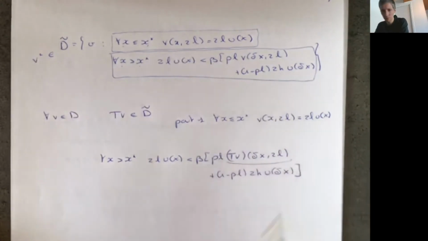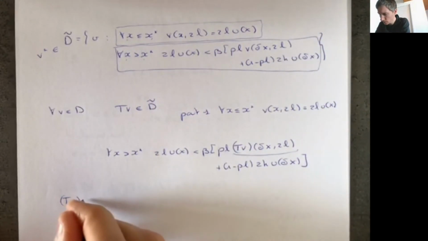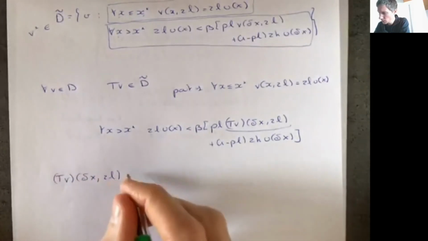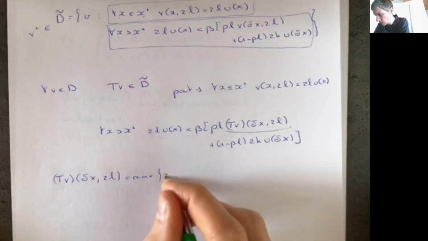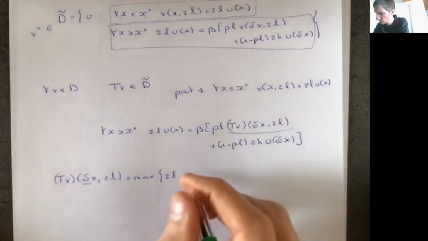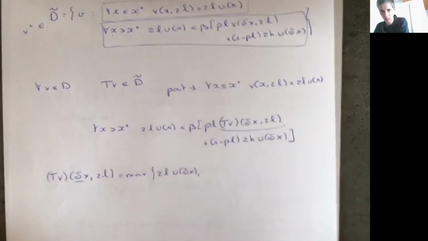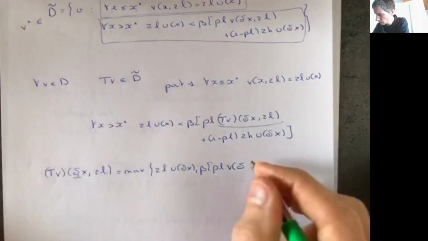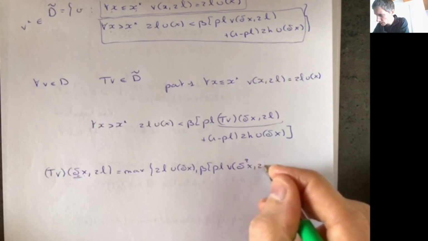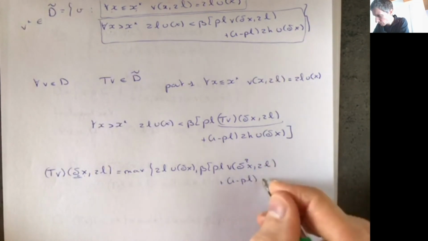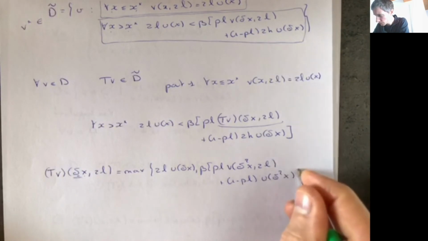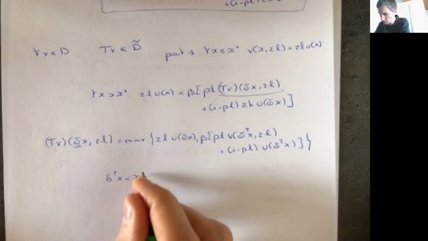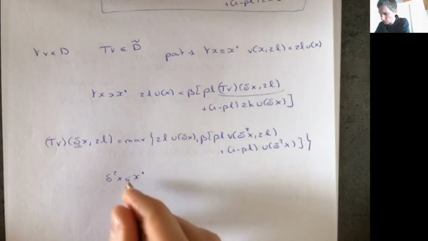So let's have a look at this term here. So we have TV(delta x, ZL). We know that this is equal to the maximum of ZL u(delta x), since the state is delta x, and the second one is beta (PL V(delta squared x, ZL) plus (1 minus PL) u(delta squared x)). Okay, so there are two cases. Either delta squared x is smaller or equal to x star, or it's bigger than x star.